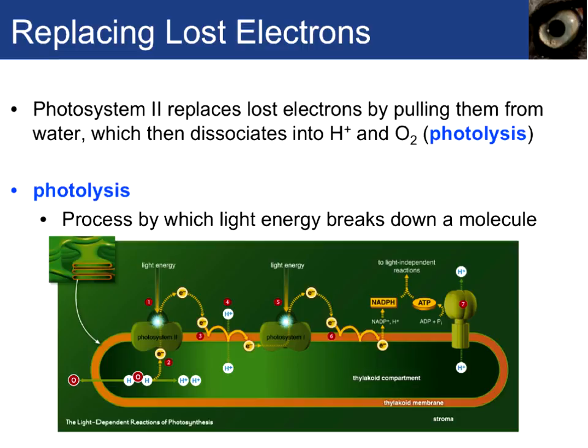This slide just shows the same thing that I just went over, that photosystem 2 replaces electrons that are lost to the electron transport chain when they're energized by pulling them from water. Again, this dissociates the water into hydrogen and oxygen. And the process of breaking apart the water is called photolysis. If you break apart that word, photolysis, you have light causing lysis, or breaking. So photolysis means you're using light to break apart the water.